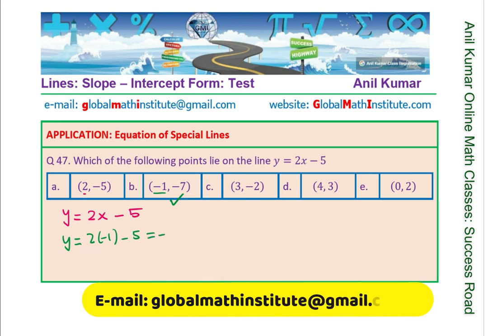And when I do so, I get minus 2 minus 5, which is indeed minus 7. So we get the y value, and therefore this is the correct answer. Similarly, we can put the other points.